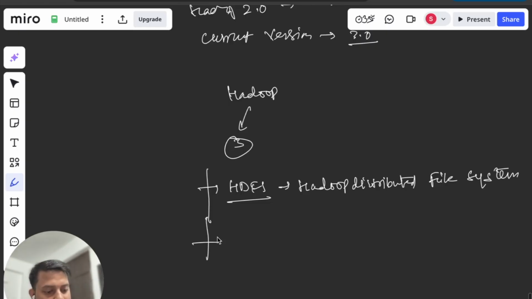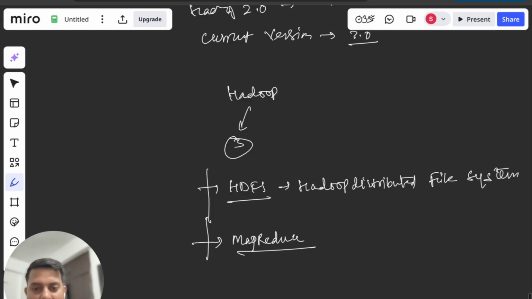Another component is MapReduce. This was used for distributed processing. Since the data is stored across multiple nodes, the conventional programming model cannot process such data. Therefore, MapReduce was there to process the data that was stored using distributed storage. That was the work of MapReduce.